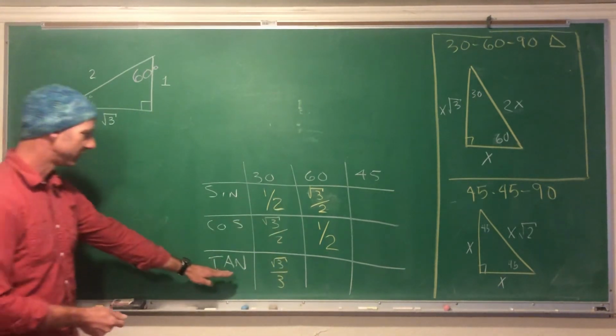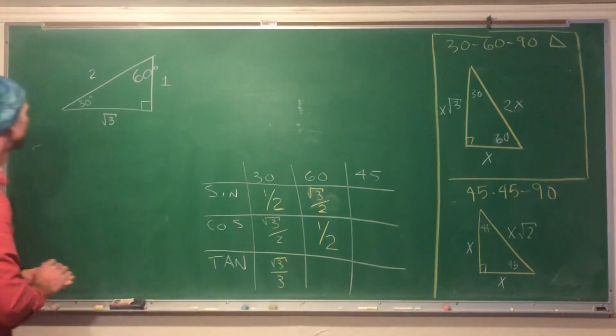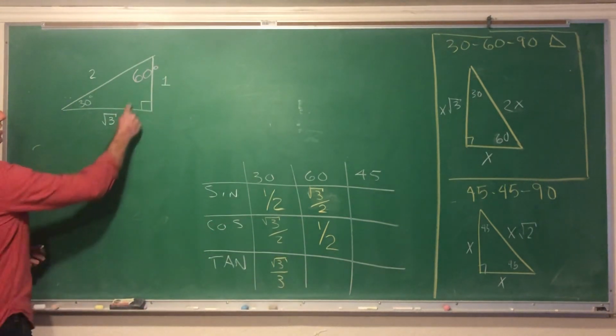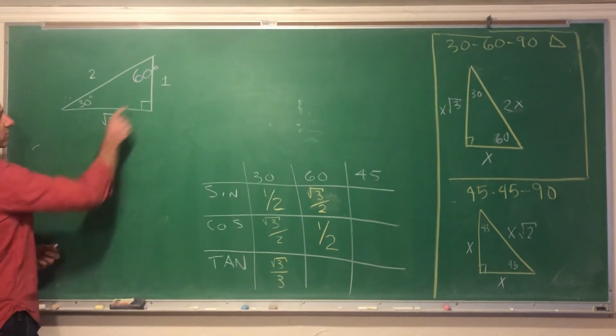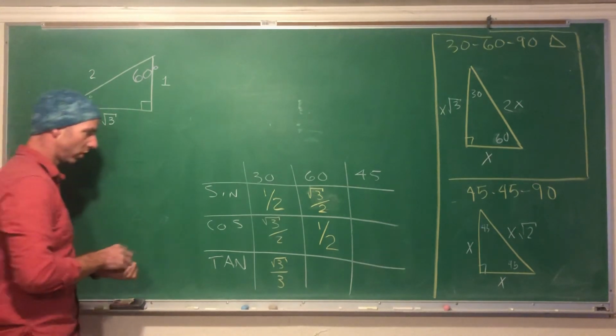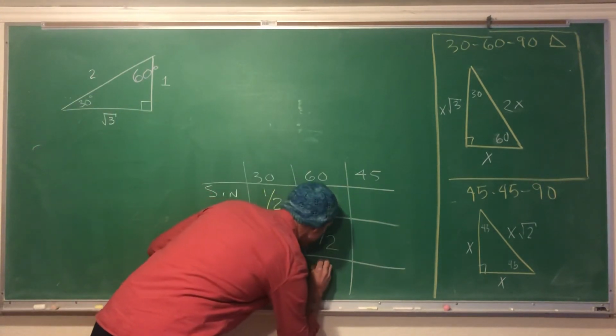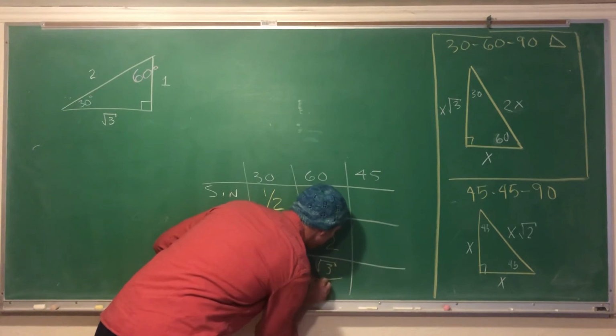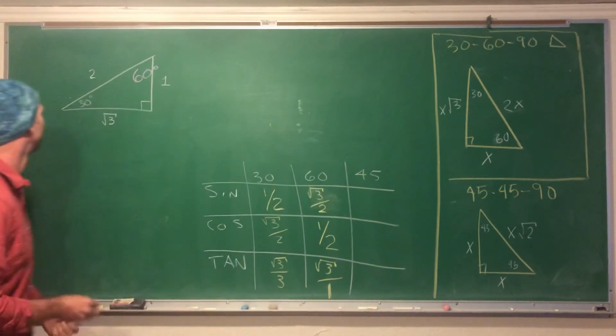Okay, let's do the last one, tangent of 60. So tangent is opposite over adjacent, so it's going to be root 3 over 1.